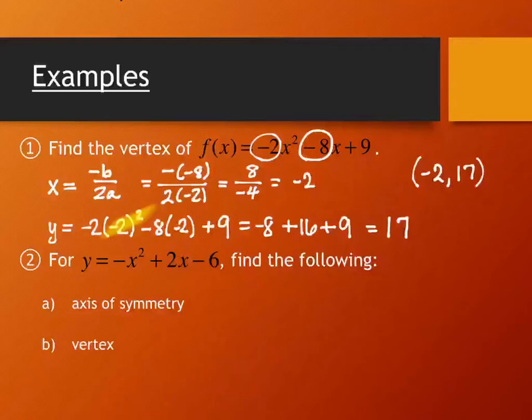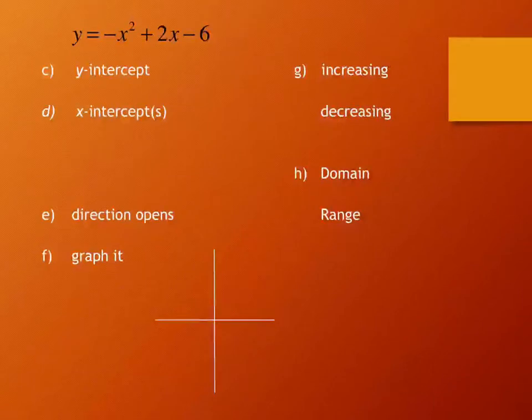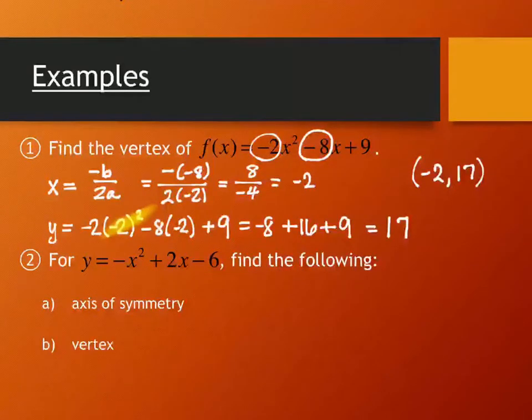Do the same thing, new equation. Y equals negative x squared plus 2x minus 6. We're going to find the axis of symmetry and the vertex. We're also going to find some other pieces of information on this next slide, but we'll start here.